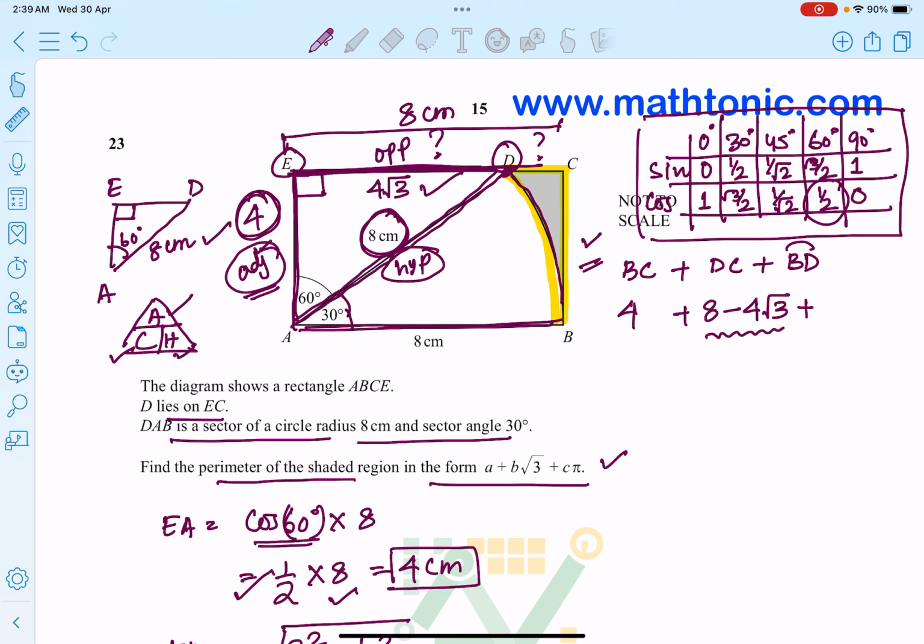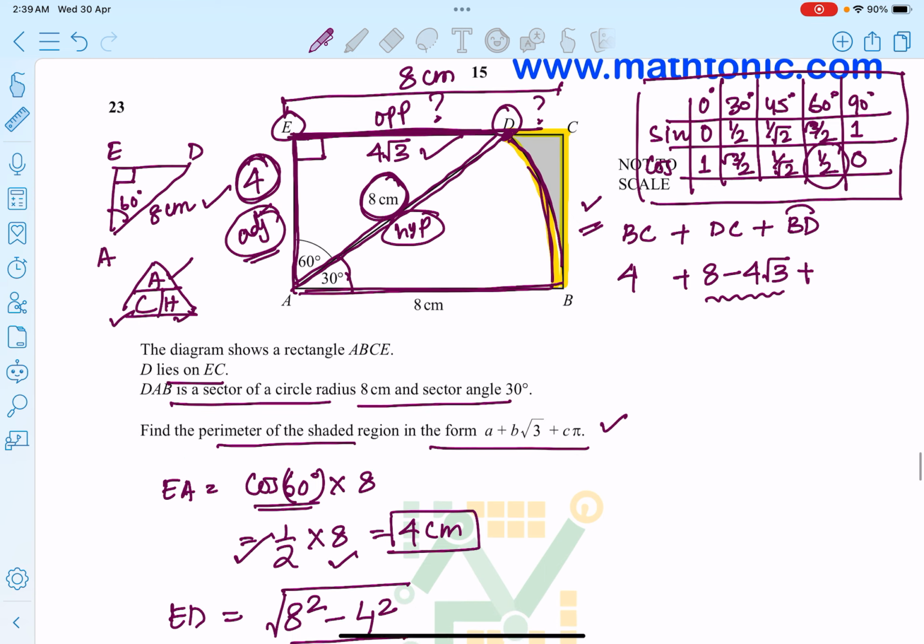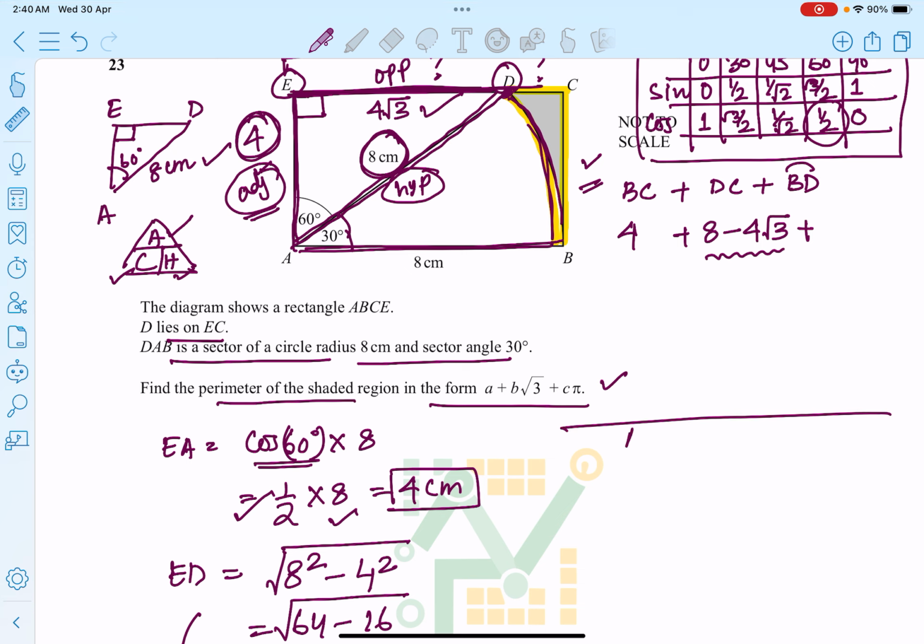Okay, plus how to find BD? BD means the arc BD. Simple, the arc length. How to find the arc length of a sector? So I'm just doing it here. Arc length of a sector is angle over 360 times 2 pi r. So what is the angle given? 30 degree here. So 30 over 360 times 2 times pi times r, which is given as 8, because this is the radius, 8, and this is also 8.